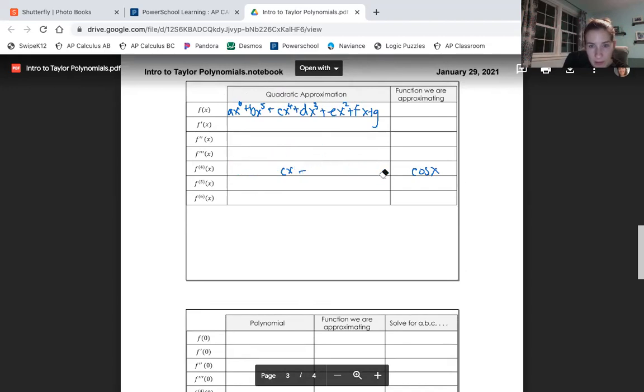And then we're gonna write cosine here. Okay, and this isn't quadratic, this is a higher power. All right, so now let's just keep taking the derivative. You can kind of see what's gonna happen here.